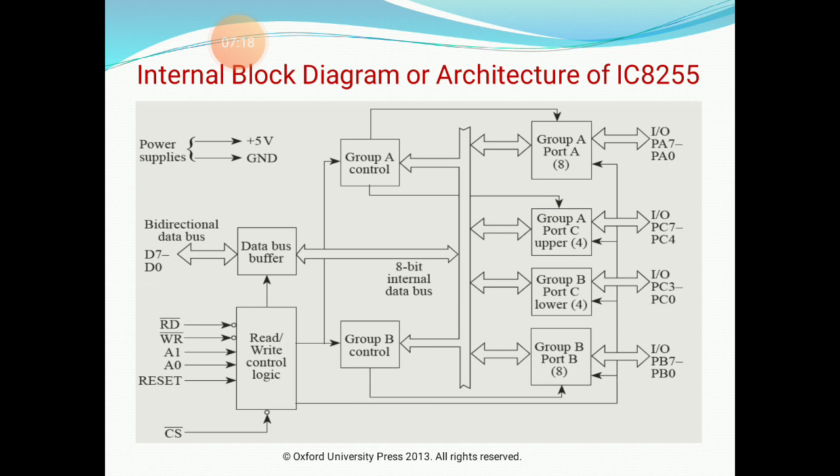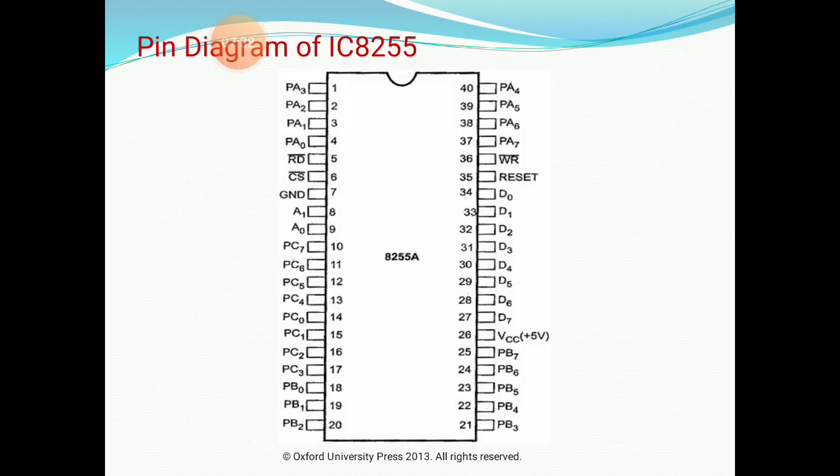From one side of the block diagram, I/O devices are connected through the ports. On the other side of the block diagram, the microprocessor is connected. So by using interfacing with 8255, one side of 8255 is connected with peripherals and the other side of 8255 is connected with microprocessor. Now let us see the pin diagram of IC 8255.